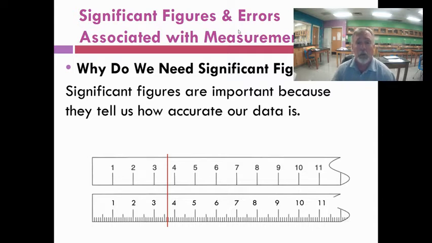All right. So we can read the 3. We always should agree on that 3. We're estimating that last number. So I think it's a 7. Somebody might think it's an 8. Somebody might think it's a 6. But that last number is an estimate. We have to do the same thing on the bottom ruler now.